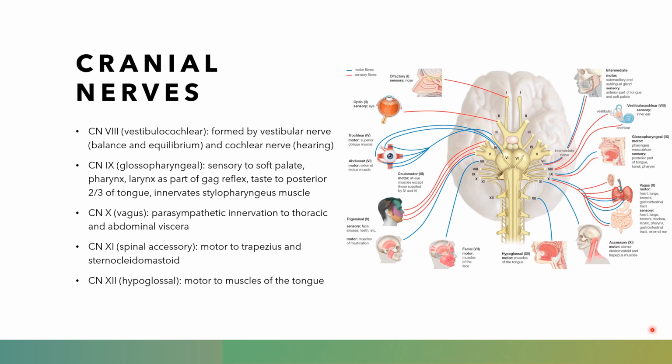Cranial nerve 9 is the glossopharyngeal nerve. Glosso is tongue, pharyngeal is pharynx. So it provides sensation to the soft palate, pharynx, larynx as part of the gag reflex. So your gag reflex is testing cranial nerve 9, which is the glossopharyngeal nerve.